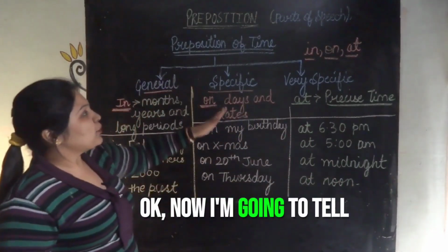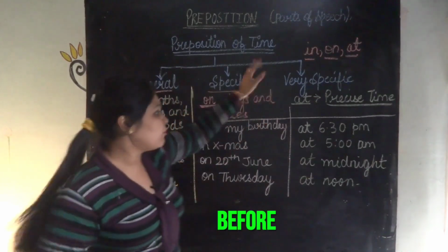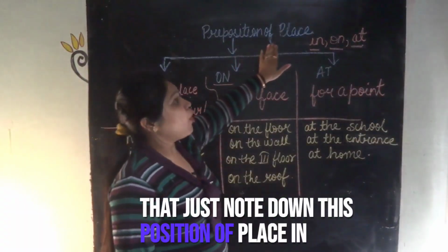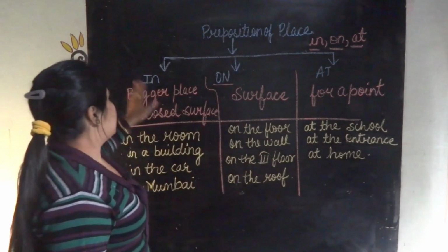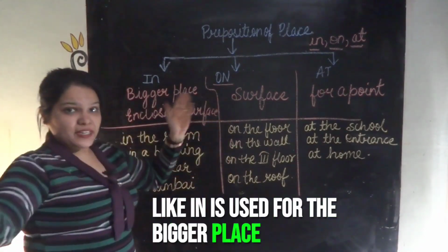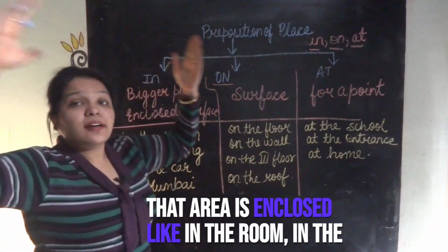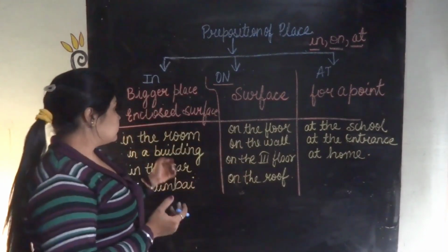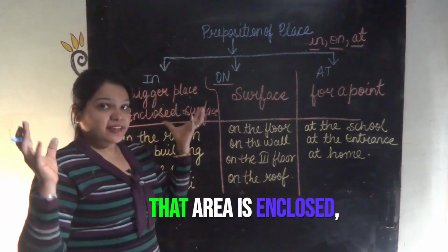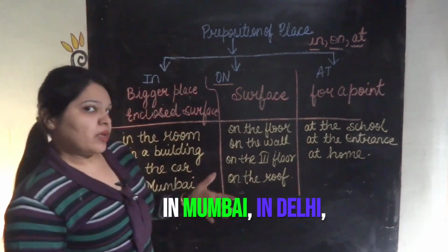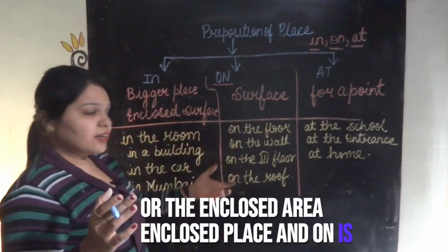Okay. Now I'm going to tell you prepositions of place using these words itself. Before that, just note this down. Position of place. In position of place, where to use in, on and at. In is used for a bigger place plus enclosed area, meaning that the area is enclosed. Like in the room, in the classroom, in a building, in a car, in a taxi. That area is enclosed, isn't it? In Mumbai, in Delhi. Bigger place or enclosed place.